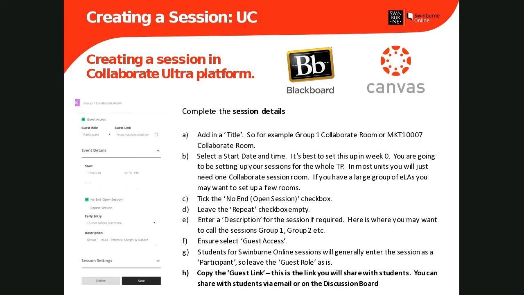So once you're into this area, whether you're in Blackboard or Canvas, it doesn't matter. The creating a session section in Collaborate Ultra is the same for both. So you will see this panel appearing on the left-hand side of the screen for you to be able to complete the session details. You've got the option at the top to add in a title. So for example, you might call this Group 1 Collaborate Room, or you might call it the name of the unit and that it's a Collaborate room.